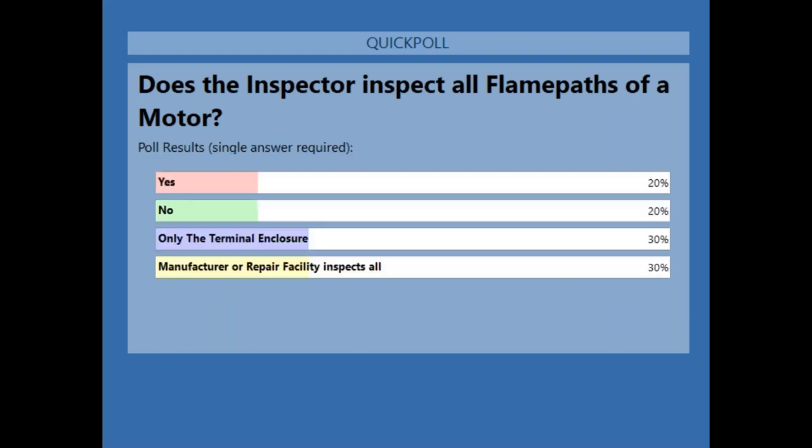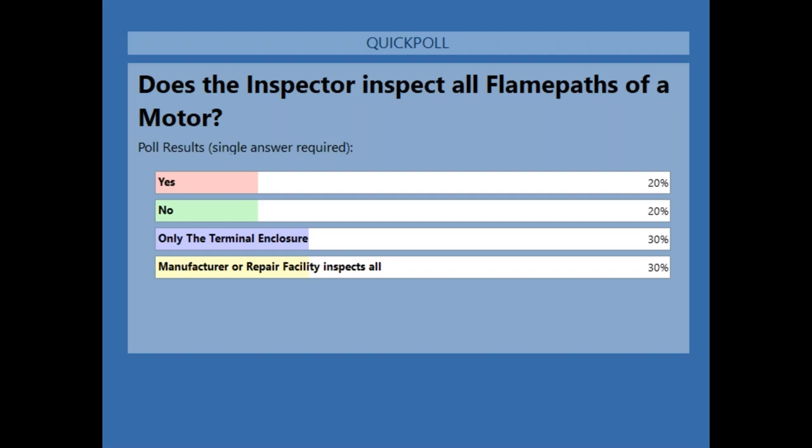Okay. So when looking at a motor, do they inspect all the flame paths? If it's on site, no. The inspector does not inspect all the flame paths. He cannot. He's not taking off the C face or the fan end and taking the fan off. He's not taking the terminal box off. He's taking the terminal box cover off. So he can't get at everything.